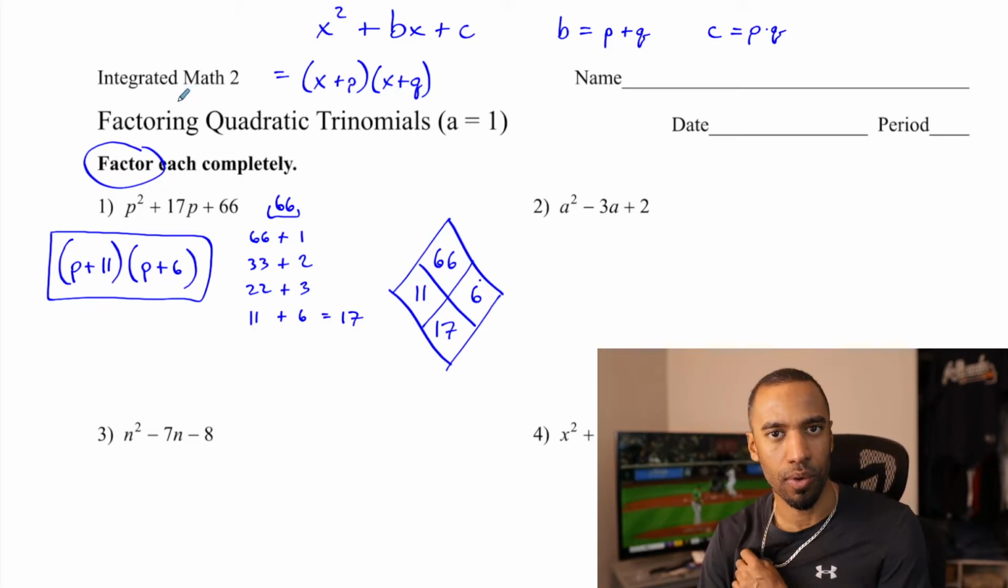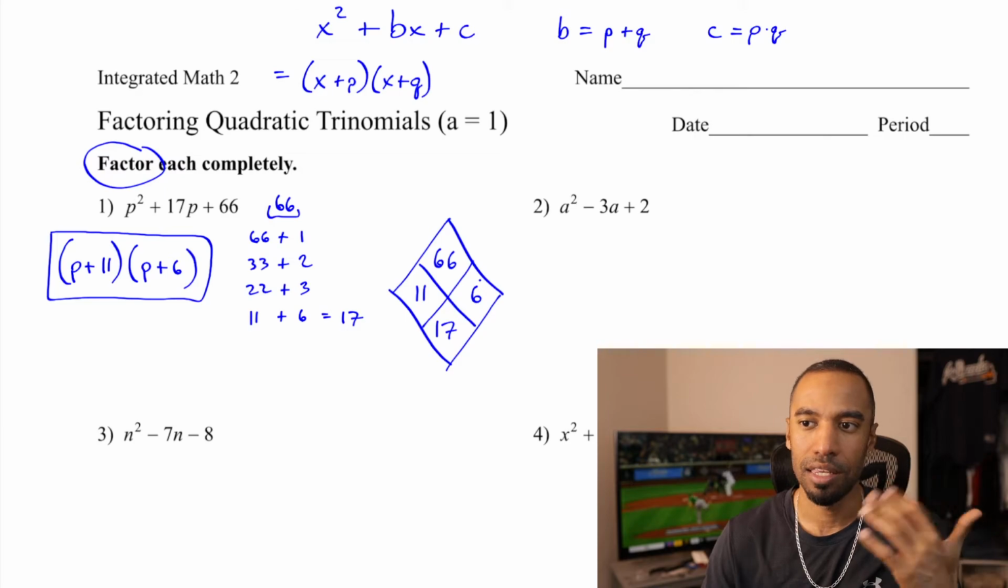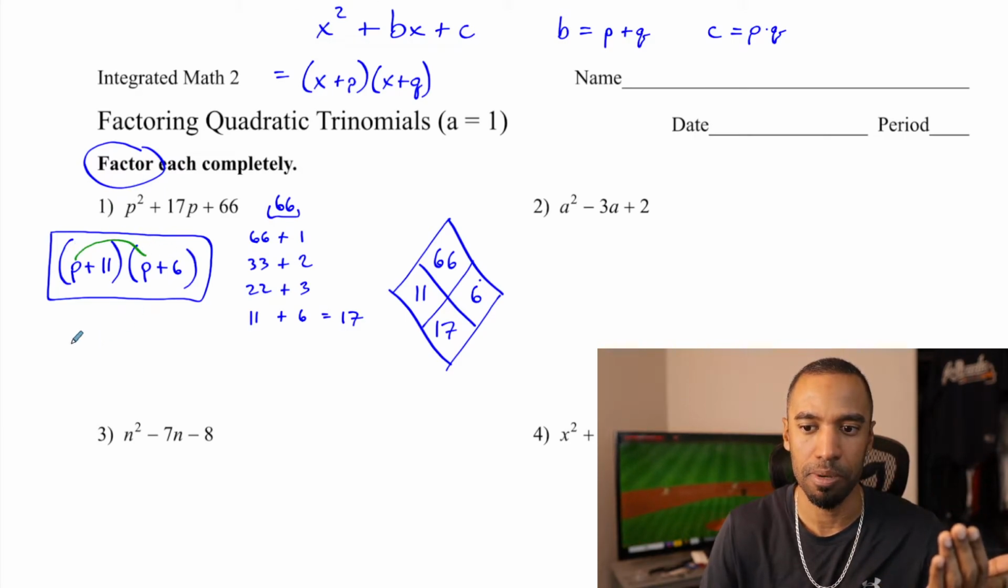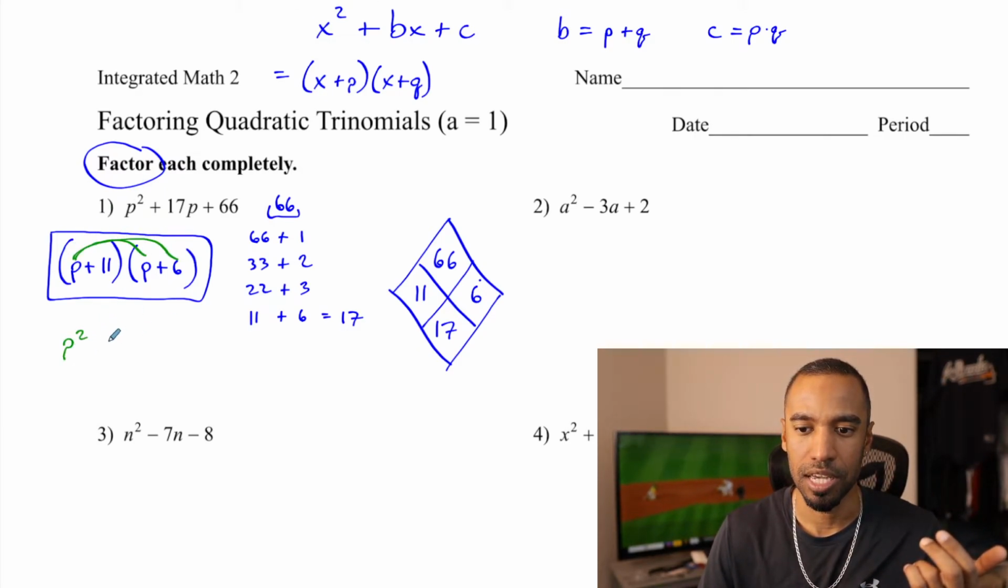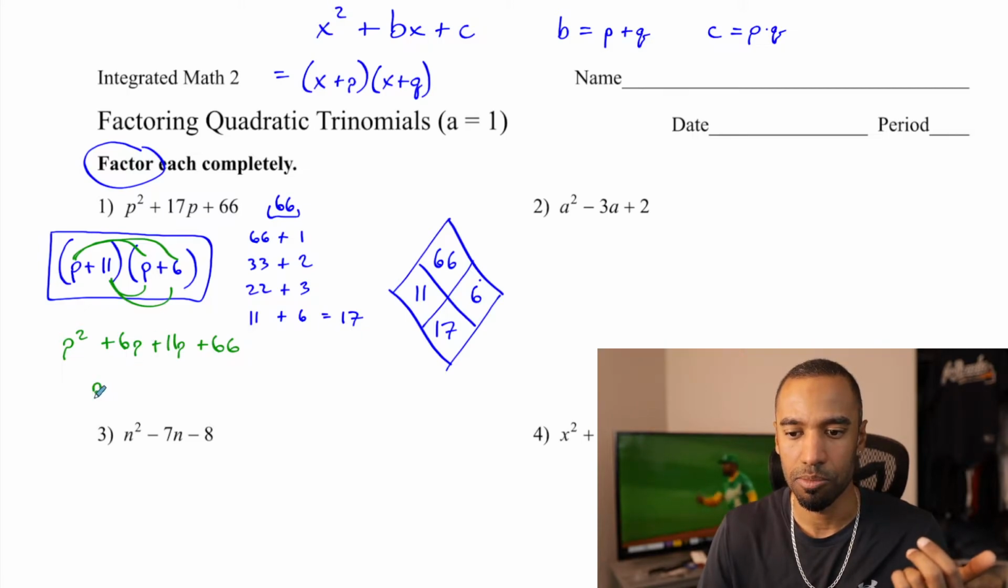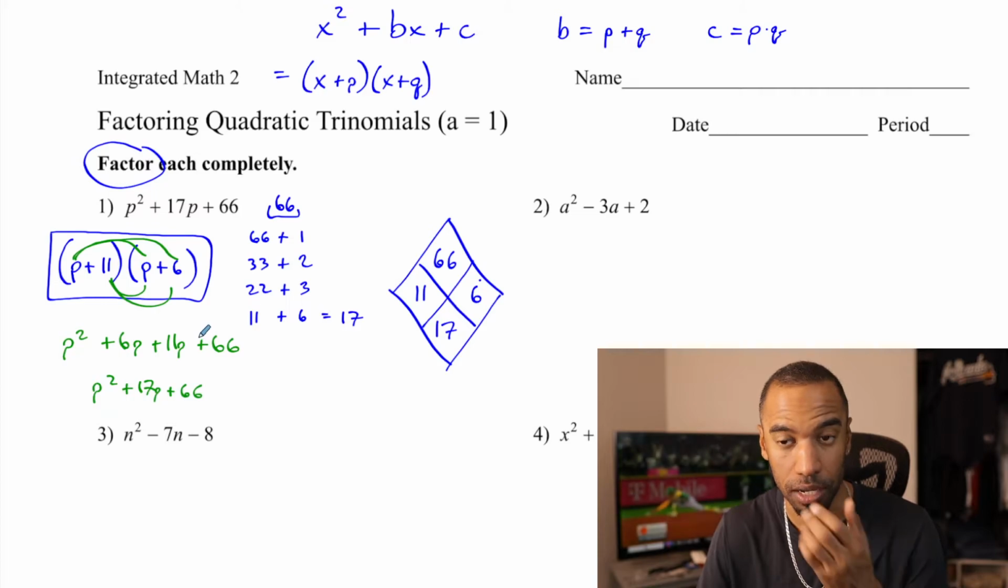Factoring is the opposite of distributing. We've talked about that with the greatest common factor thing, I'm sure. And the idea is if I FOIL this thing back out, P times P is P squared, P times 6 is 6P, 11 times P is 11P, and 11 times 6 is 66. You combine like terms here, you get P squared plus 17P plus 66. You get that back out. That's just a double check, making sure that it worked.